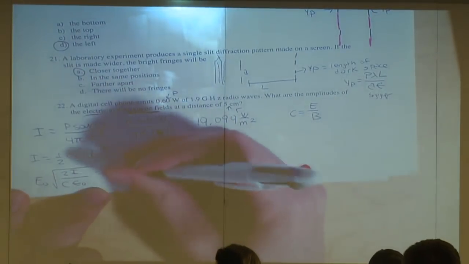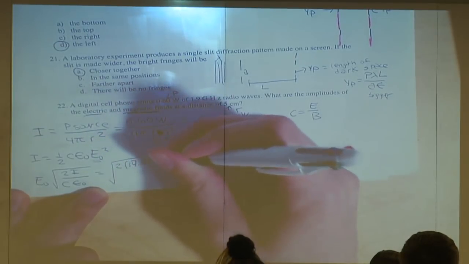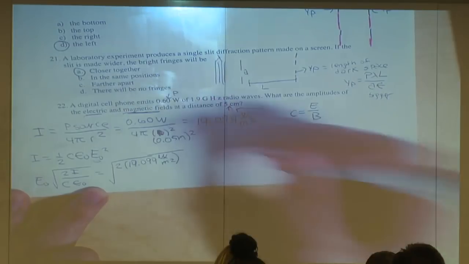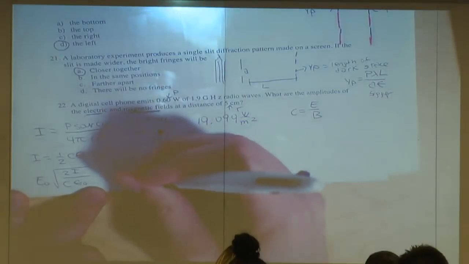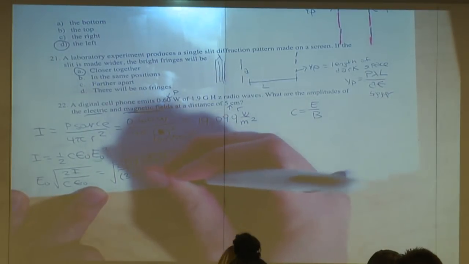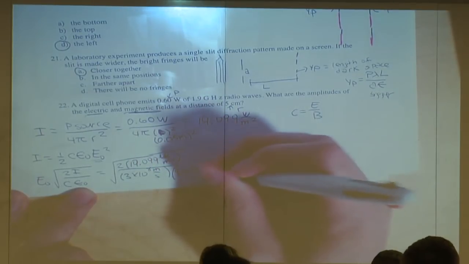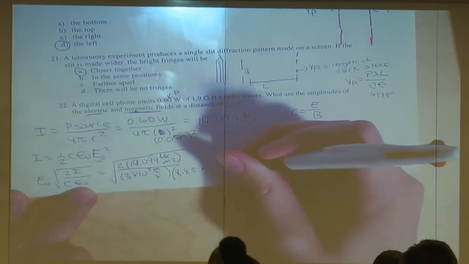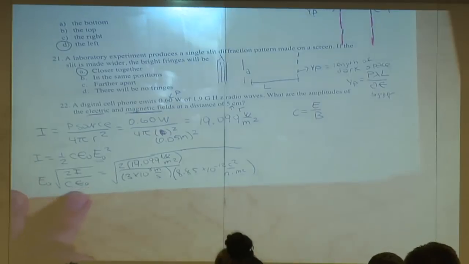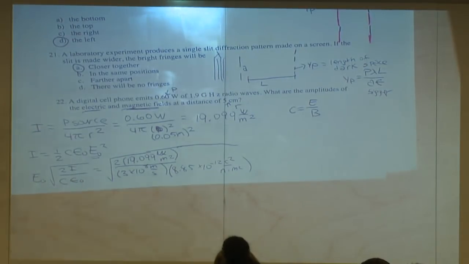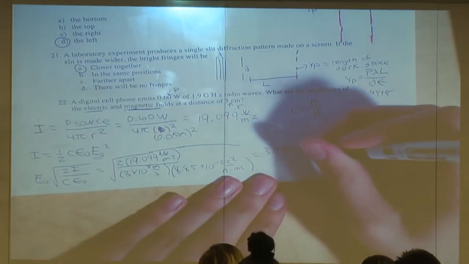We're just going to plug everything in. So 2 times 19.099 watts per meter squared. And C is a constant, the speed of light, so that's 3 times 10 to the 8th meters per second. And then epsilon naught, which we've used many times now, 8.85 times 10 to the negative 12. I put the units this time, I'll just write it in Newton dot meter squared. So that's what you will plug in for this one. And then I got 3.998 times 10 to the negative 7 Tesla.